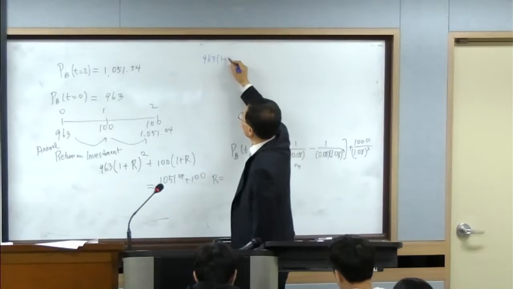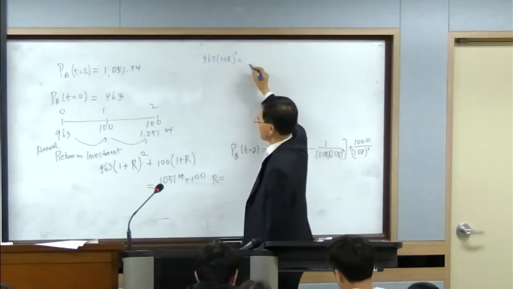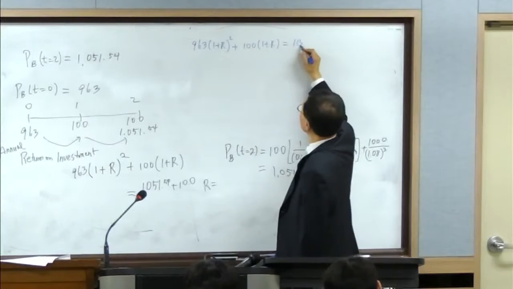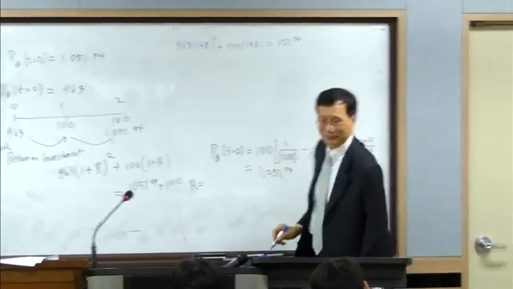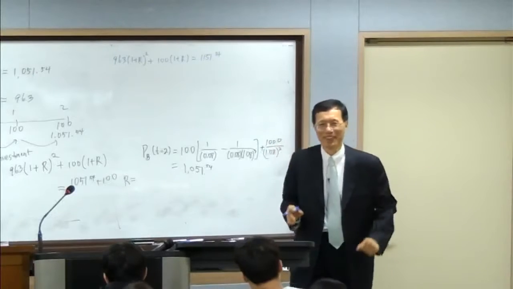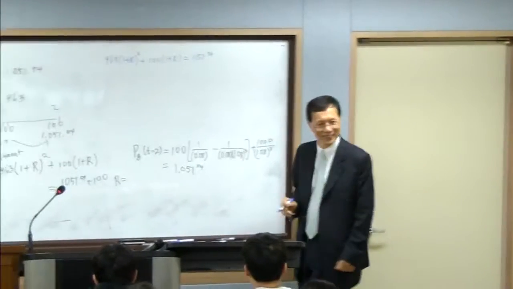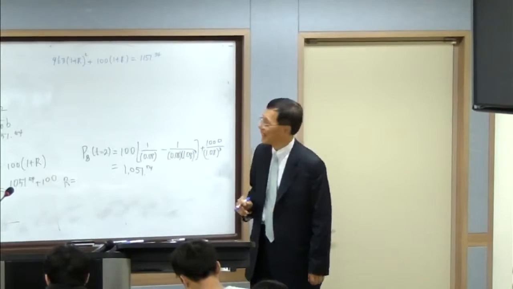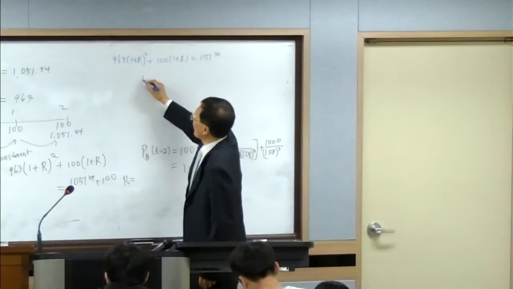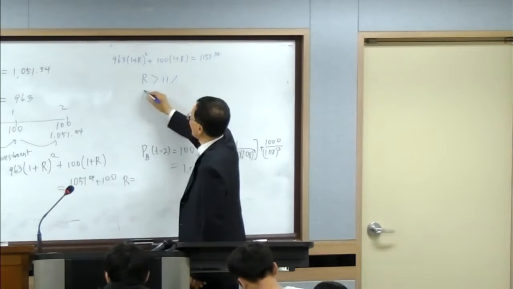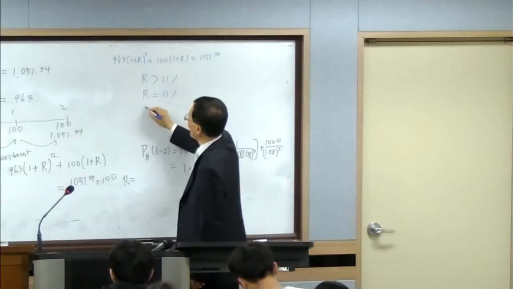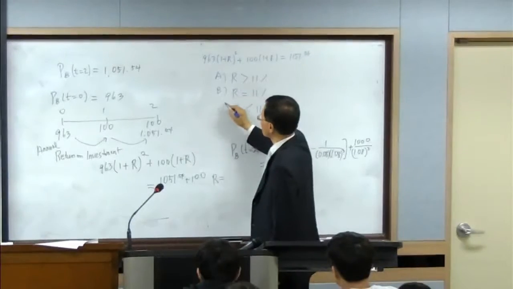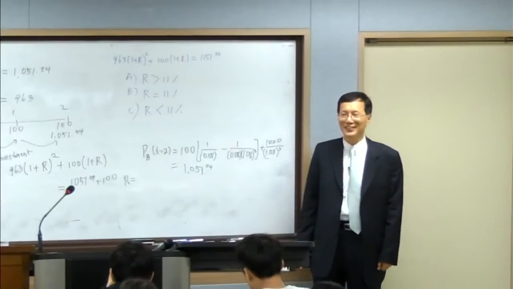963 times (1 plus R) squared plus 100 times (1 plus R) is equal to 1151.54. It's a little cumbersome to compute, but it shouldn't be too difficult. What's R? Multiple choice. A: R is greater than 11%. B: R is the same as 11%. C: R is less than 11%. Okay?